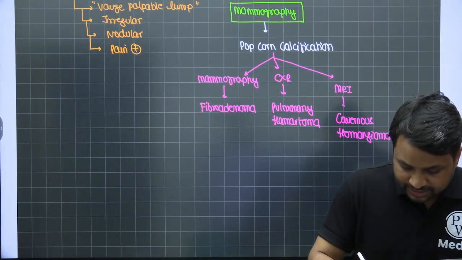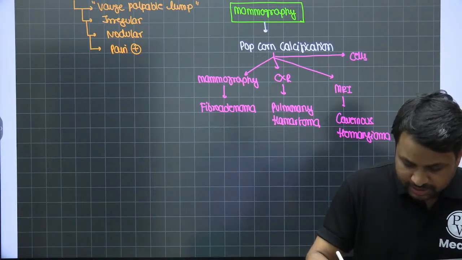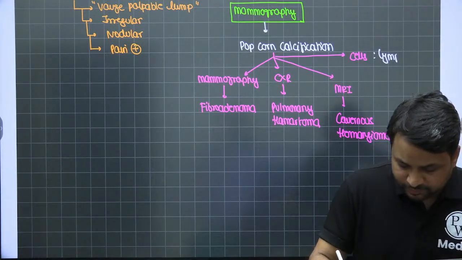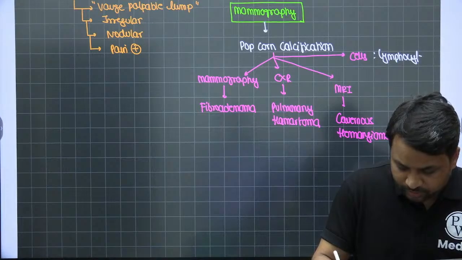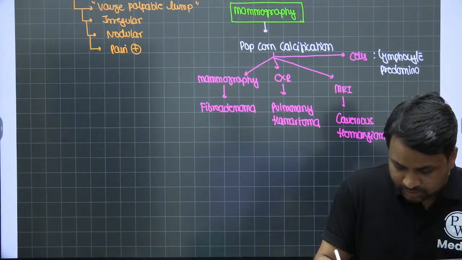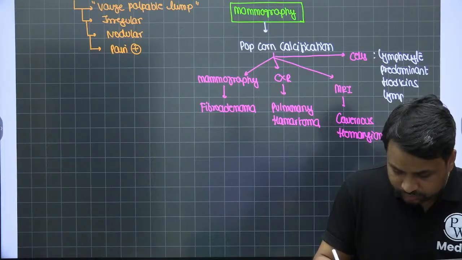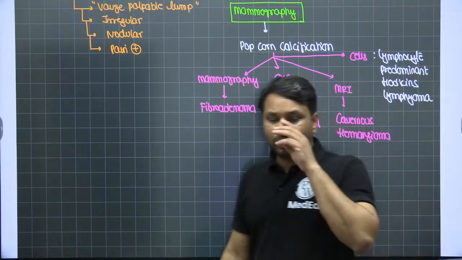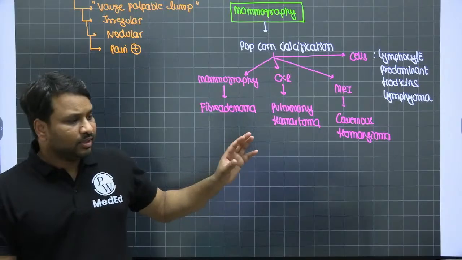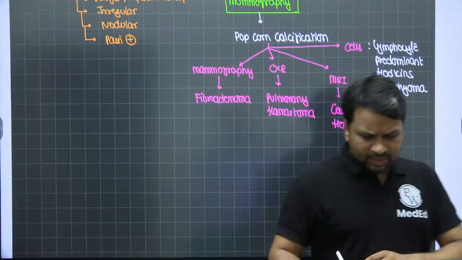And if it is seen as popcorn cells, the presence of popcorn cells, then it will be lymphocyte predominant Hodgkin's lymphoma. Diagnosis will obviously be with FNAC.